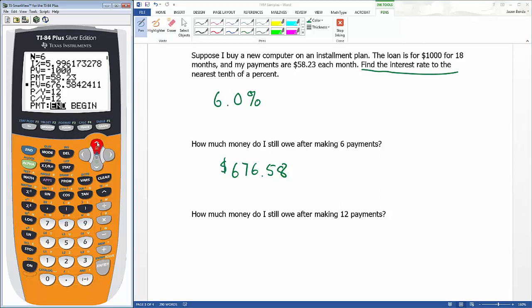How much money do I still owe after making 12 payments? Change n to 12. And I'm guessing this is going to be about $350. A little less than that, $343.